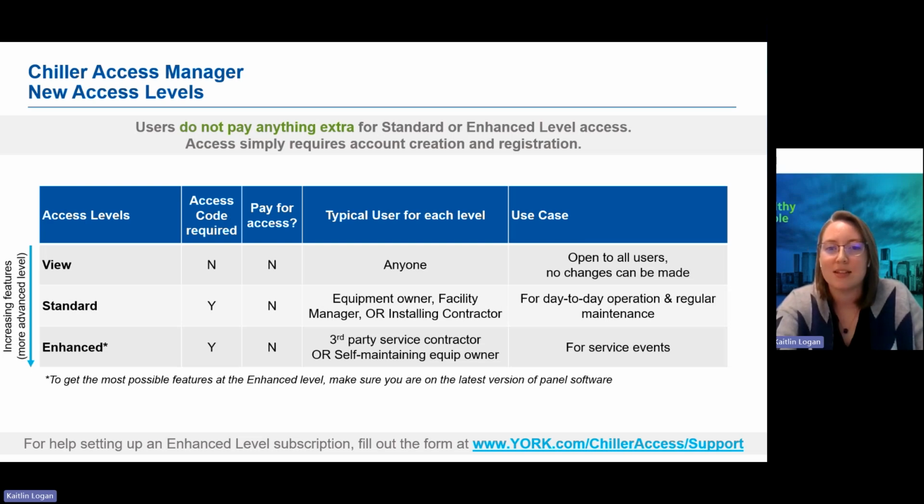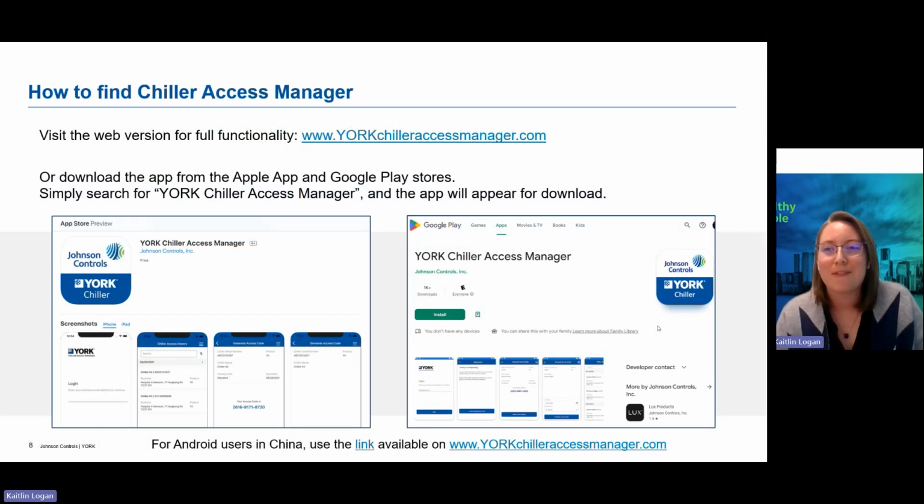To ensure you have access to all the latest features which are available at the enhanced level of access, you may need to upgrade control panel software to the latest version. If you're looking for more information on enhanced access, you can reference SI letter 0548. And to be set up with enhanced access through a subscription, please fill out the form available at york.com/chilleraccess/support.